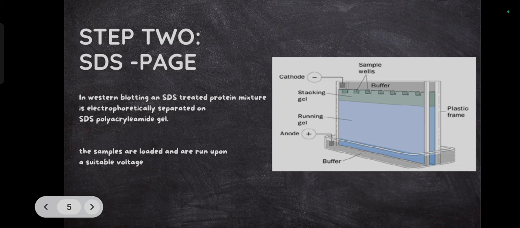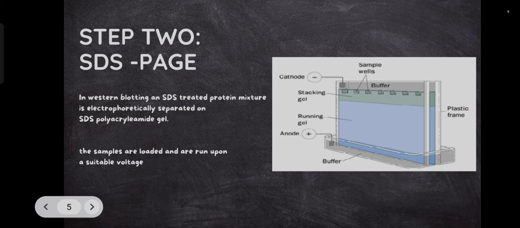The gel is electrophoresed, and the direction of the migration is from the negative terminal to the positive terminal, as the proteins, which are polymers of amino acids, are anionic in nature.